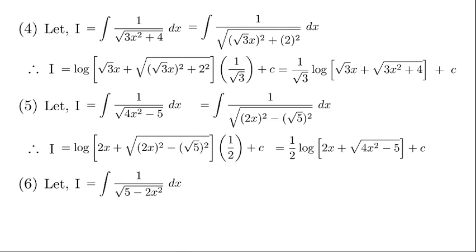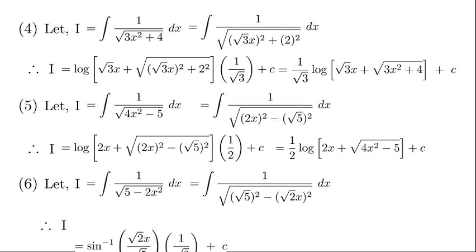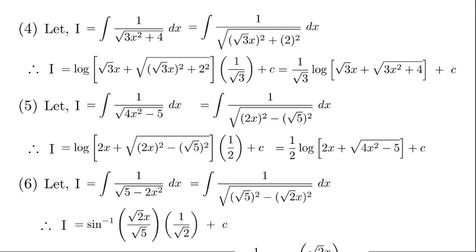And this is in the form of 1 upon root of a square minus x square. Both the coefficient and the constants are not perfect squares. We express it this way: 5 as root 5 the whole square and 2x square as root 2x the whole square. So finally the result is 1 upon root 2 sin inverse of root 2x upon root 5 plus c.